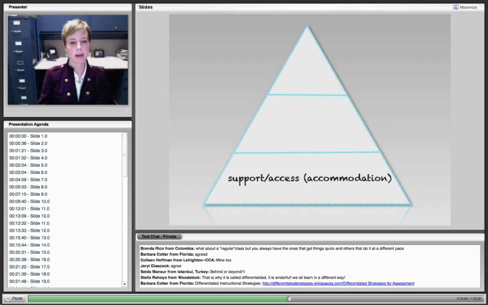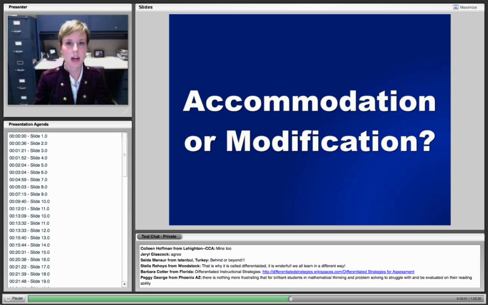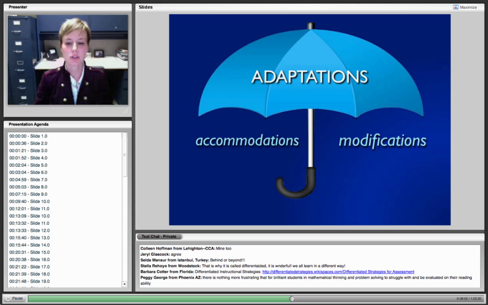So let's think first about support and access. And for this, we're really talking about providing accommodations. But to know what the accommodations are, we have to make sure we understand and are crystal clear on the difference between accommodations and modifications. So if nothing else, you will leave crystal clear on the difference between these two types of adaptations. So when I use the word adaptations, we're using that as an umbrella term to mean accommodations or modifications.